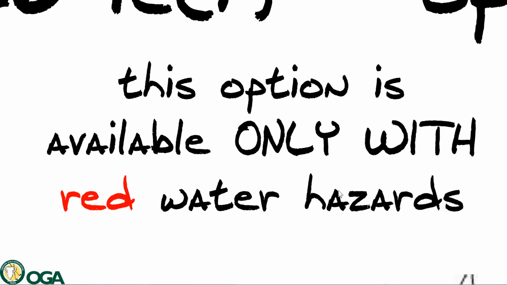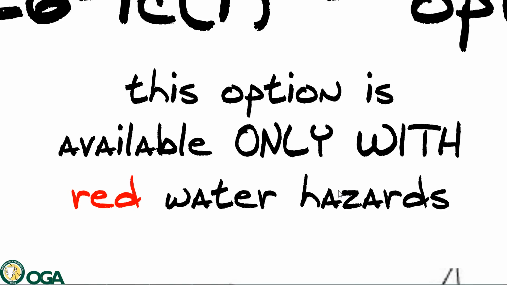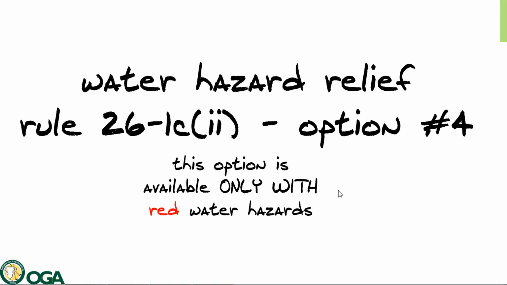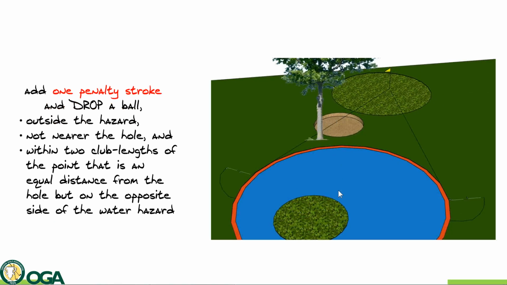Remember, this option's only available for red marked water hazards. Those are lateral water hazards. The second option under this rule, and your 4th water hazard option, is also only available for red marked water hazards. And this option allows you to drop a ball under penalty of 1 stroke, not nearer the hole and within 2 club lengths from the point on the opposite margin of the water hazard that's equidistant from the hole.